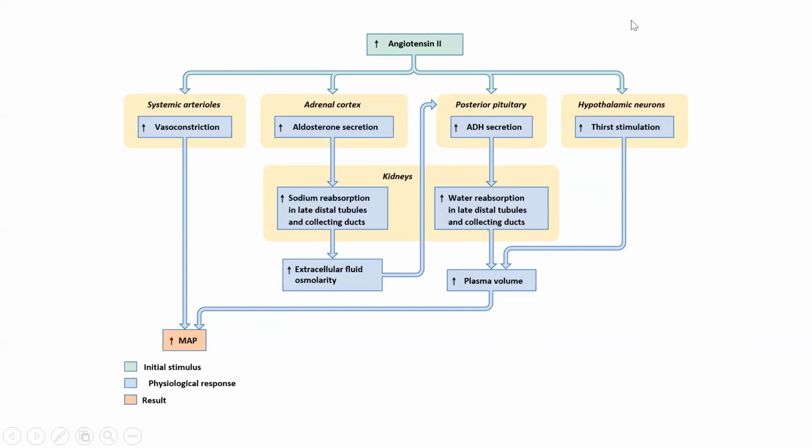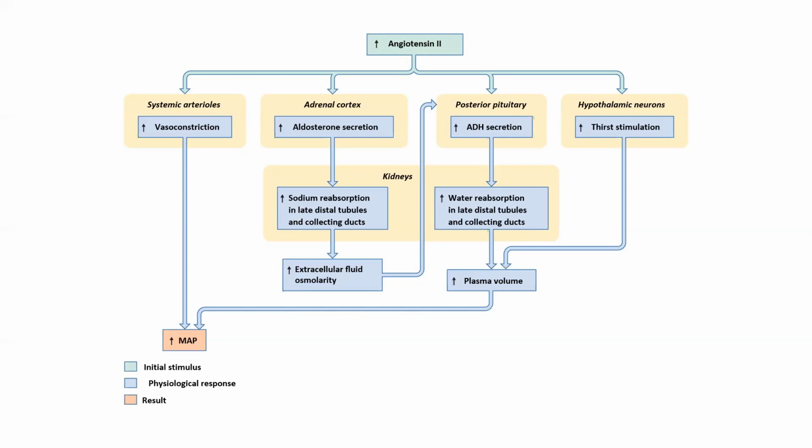And then the fourth response is going to be stimulating hypothalamic neurons to increase the thirst stimulation in the brain. This is going to make you more thirsty. This is going to trigger you to drink more water, intake more fluids, again, in an effort to correct your plasma volume disturbance and correct your mean arterial pressure or restore your blood pressure.